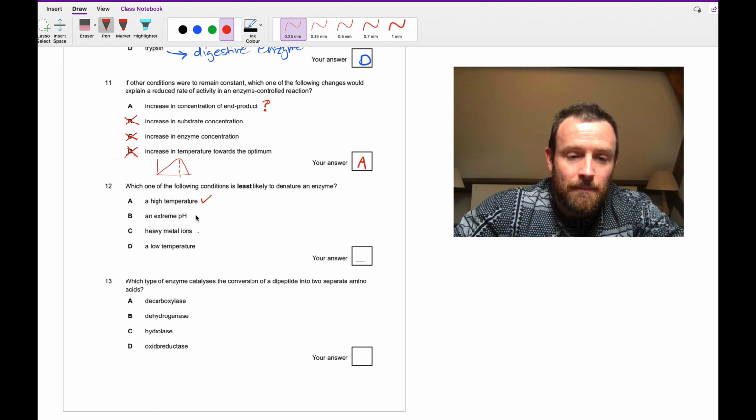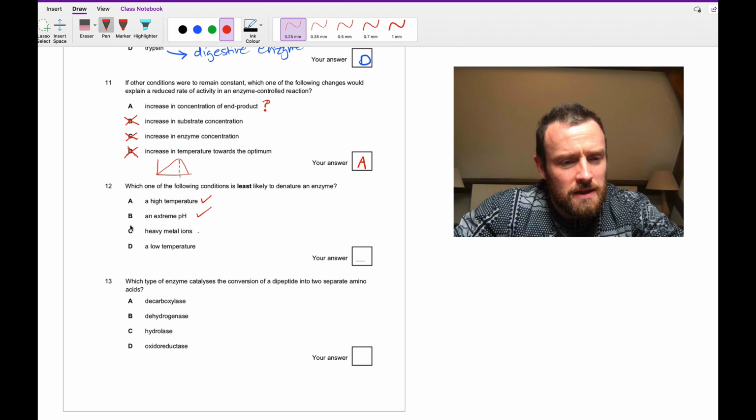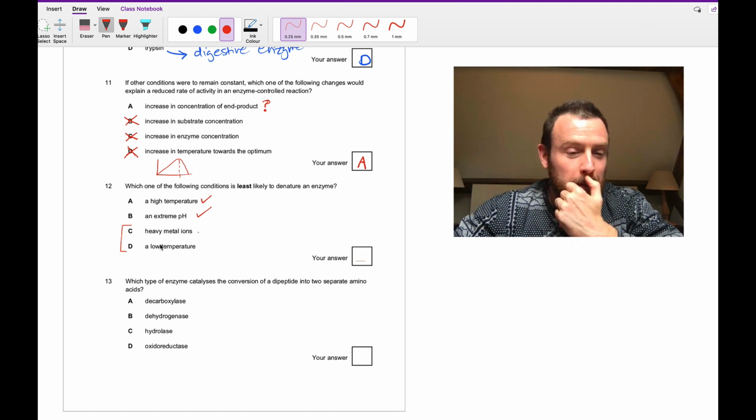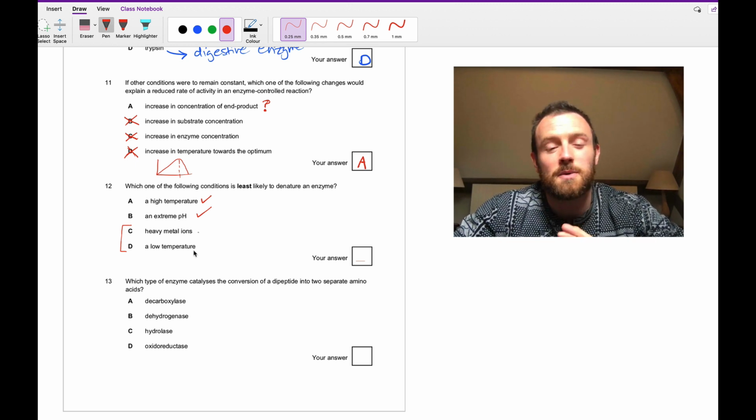Extreme pH? Yeah, that can denature enzymes. Maybe these two now you're less familiar with. C versus D. Which one is the correct answer? Well, both of these can reduce the rate of an enzyme, but they do so in different ways.